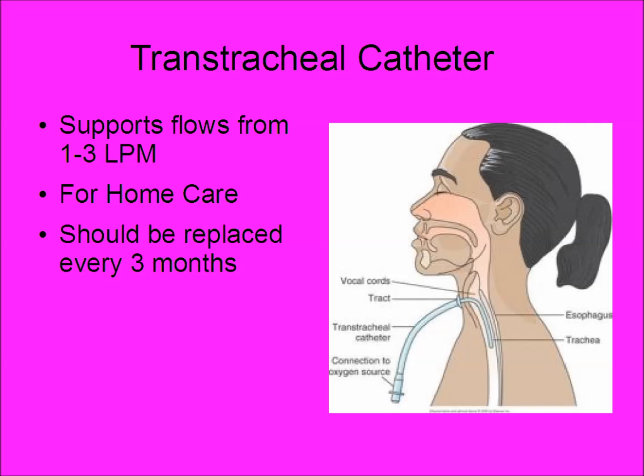This next device is the transtracheal catheter. I have never seen this used on a patient, and from what I can read, it's really not used that much. Sometimes in the northern states they use it for patients at home. It can only support 1 to 3 liters per minute, which may be a disadvantage, or some patients may be on just 1 or 2 liters, but it has to be replaced every 3 months because it will occlude itself with secretions and the patient won't receive any O2, and that would make that a very dangerous situation.